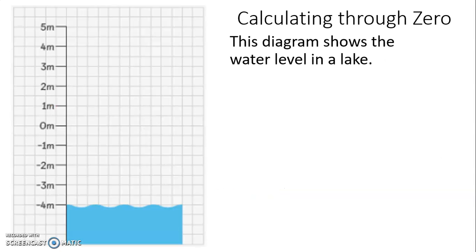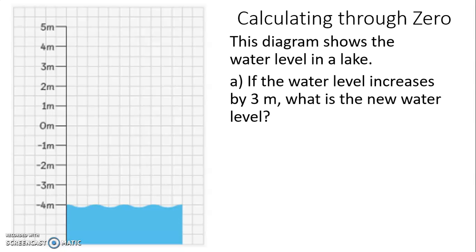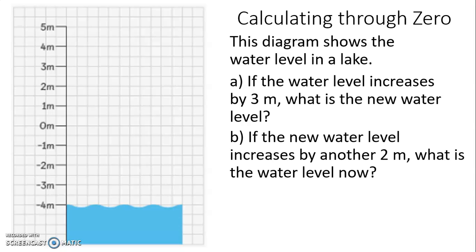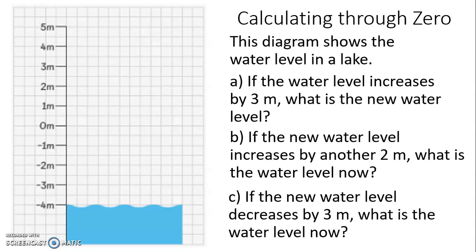Right, something slightly different now. This diagram shows the water level in a lake. If the water level increases by 3 meters, what is the new water level? If the new water level increases by another 2 meters, what is the water level now? If the new water level decreases by 3 meters, what is the water level now? Pause the video if you'd like to solve these 3 questions on your own.